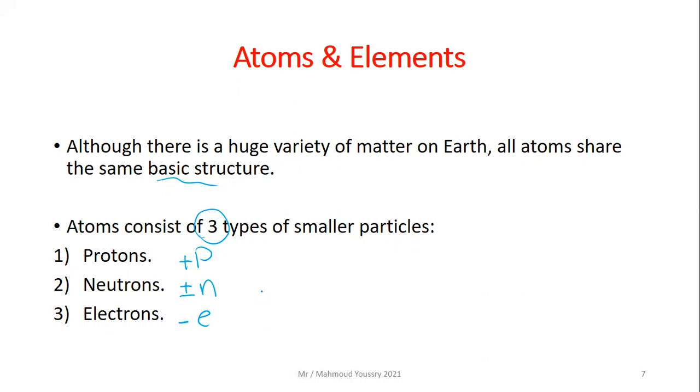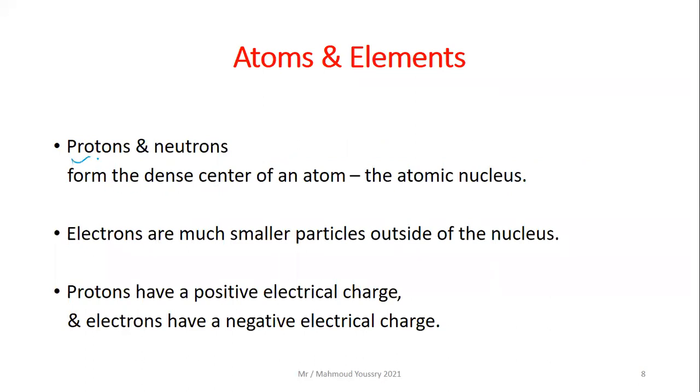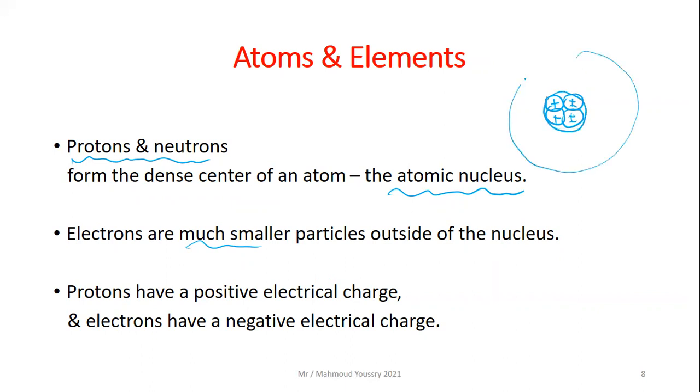Let's talk more about these particles. Protons and neutrons together form the dense center of the atom, which is the atomic nucleus. Electrons are much smaller particles outside the nucleus. So inside the nucleus of any atom, there are two types of particles, the positive protons and the neutral neutrons. Then outside the nucleus, we have the negative electrons.